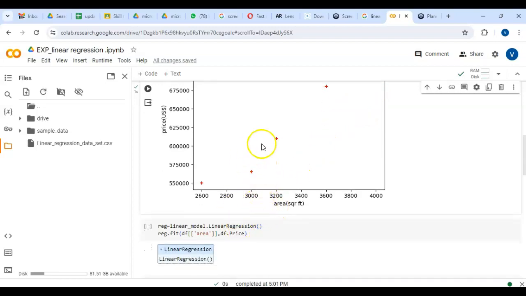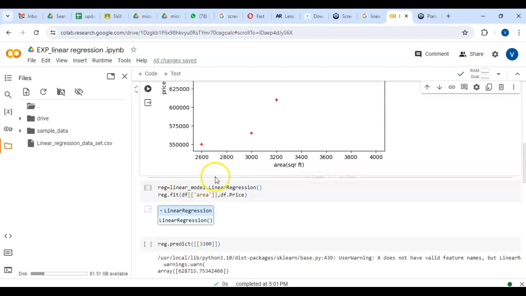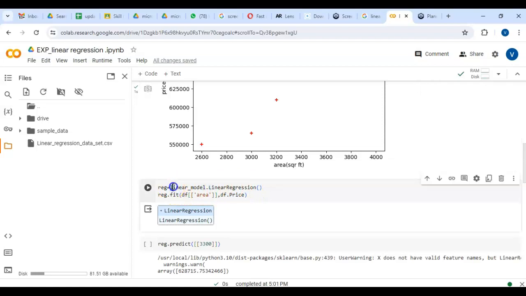Next I am writing reg equals linear model dot linear regression. I am trying to use a machine learning model for linear regression, and then I am fitting this model. Fitting this model means that, based on this input, the best line will be found. This is called fitting a model.